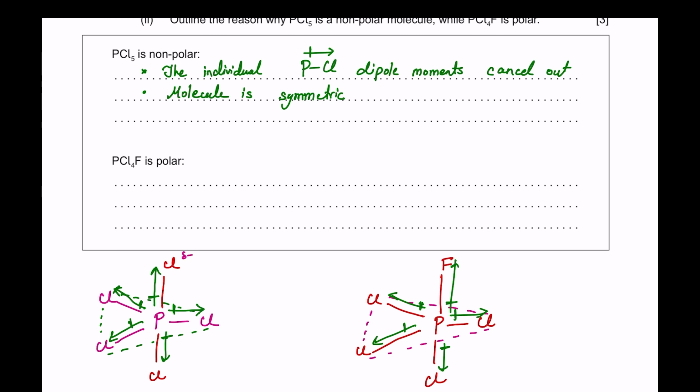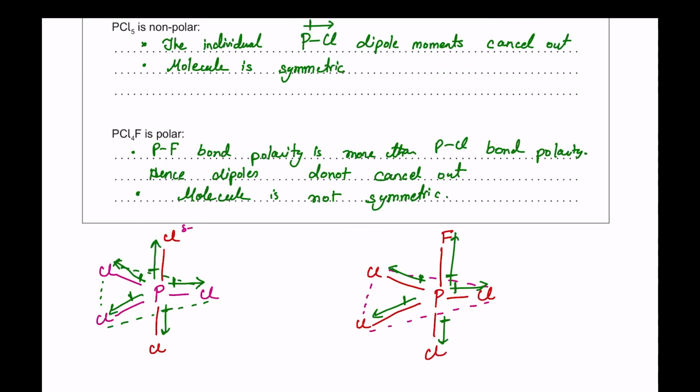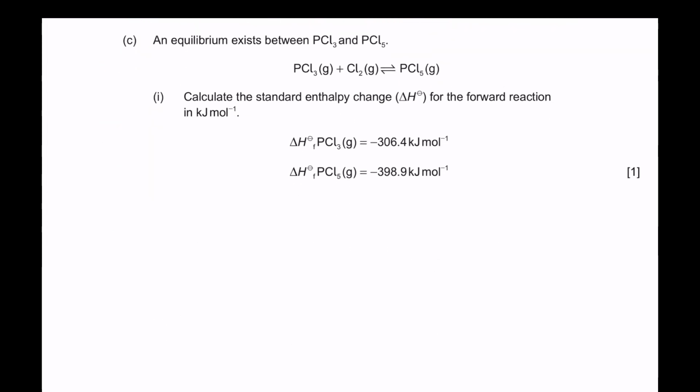So we can just write it like this: PF bond polarity is more than PCl bond polarity, hence dipoles do not cancel out. There can be a second reason: the molecule is unsymmetric, or you can say it's not symmetric. That's all about this question. Now let's move on to part C.